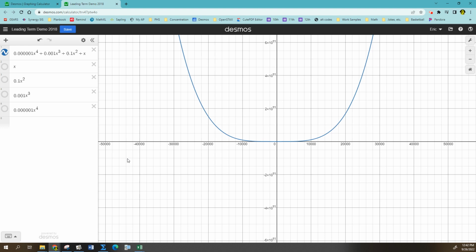The point is that if our input values are big enough and we're dealing with a polynomial, all of the terms other than the leading term, the dominant term, become utterly insignificant. And if we're going to take the limit as we approach infinity or negative infinity, all we have to consider is that leading term. Everything else is just background noise.